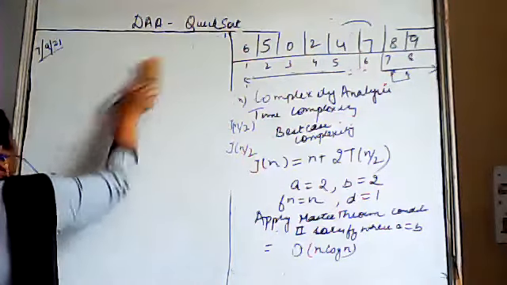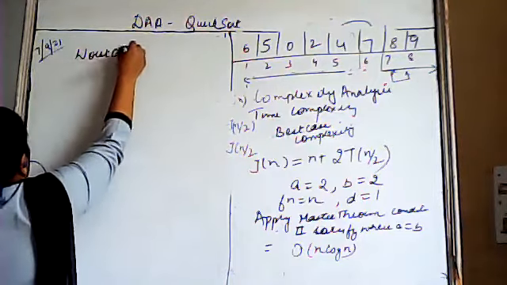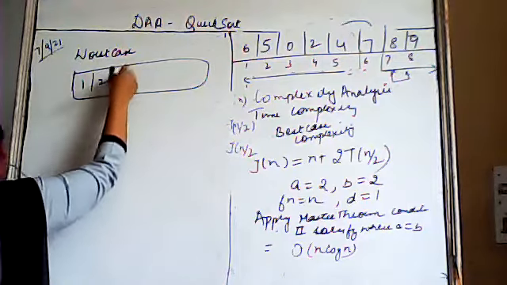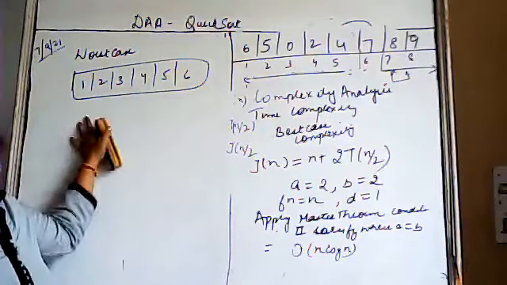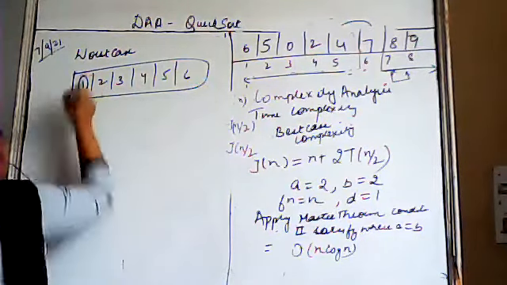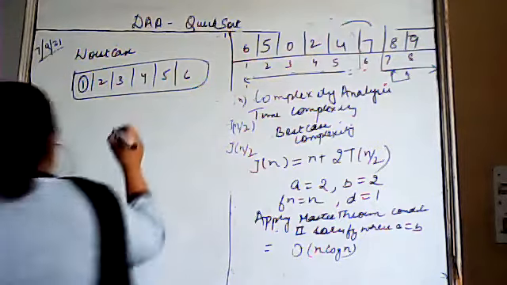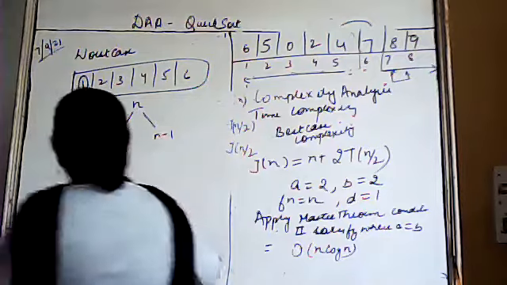Suppose the list is, worst case we are discussing, suppose the list is already sorted: 1, 2, 3, 4, 5, and 6. Supposing here we are choosing the first element as the pivot element. That means your n will be divided into 1 and n minus 1.